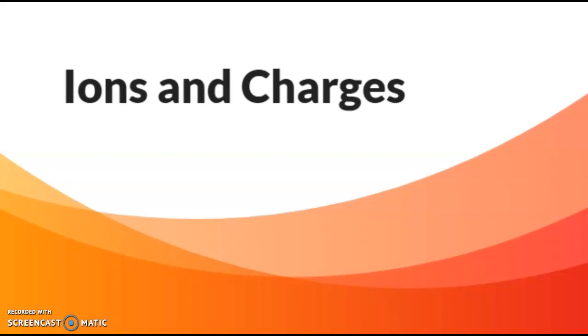Last lecture, we learned a lot about the parts of an atom and how to figure out the number of protons, neutrons, and electrons in an atom. Today, we're going to take that a step further, okay? So last time I just told you, hey, for right now, we're going to say that atoms always have the same number of protons and electrons. And sometimes that's true, but sometimes it's not true.